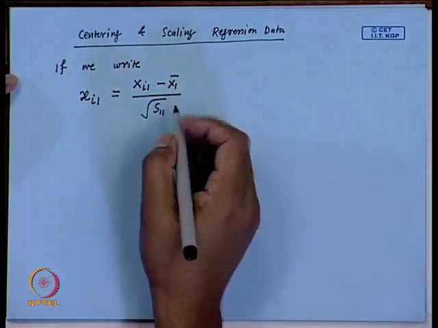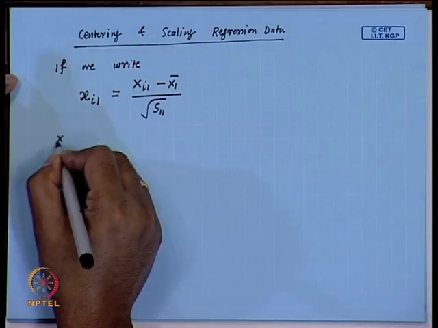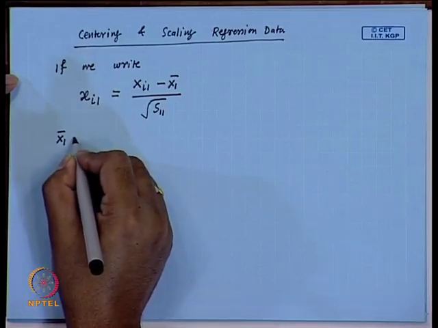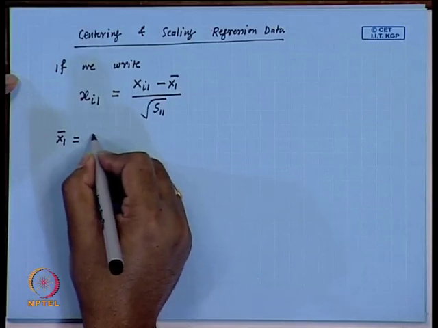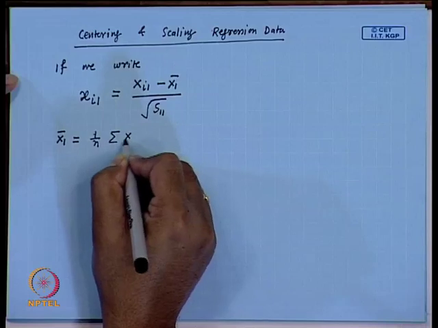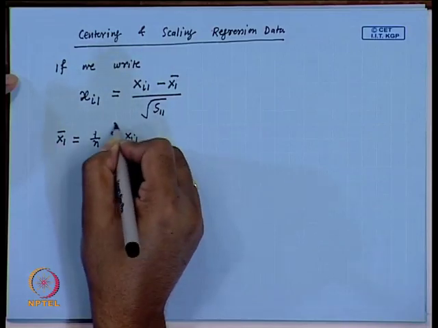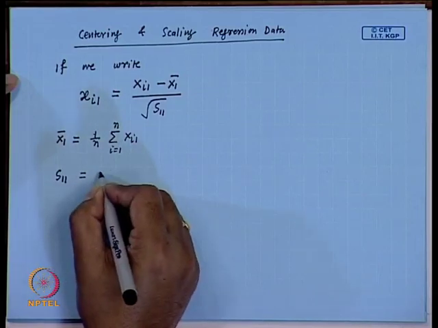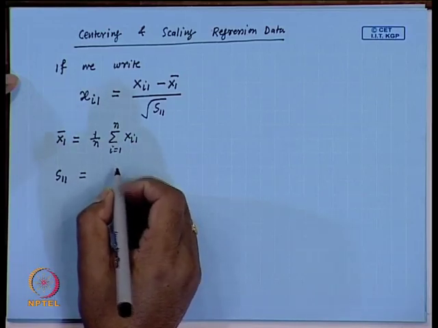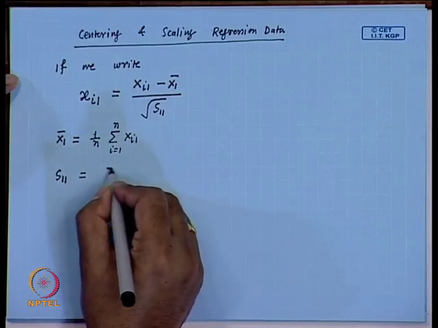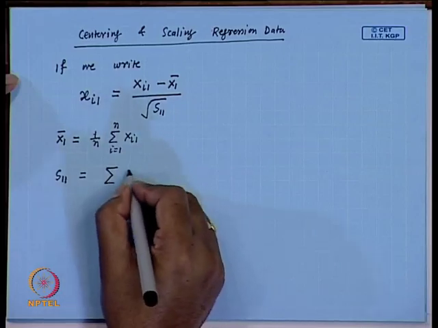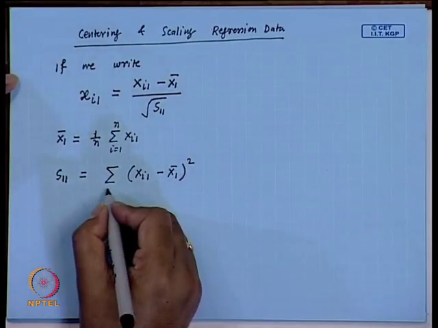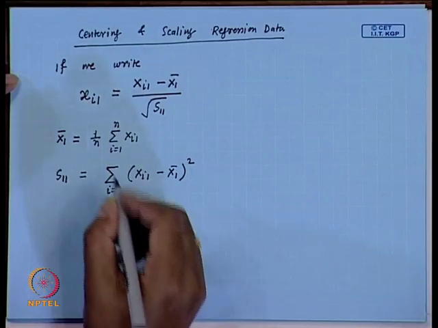Let me tell you what this notation is. x1 bar, of course, is the mean associated with the first regressor. So this is equal to 1 by n summation of xi1, i equal to 1 to n, and s11 is equal to the summation of xi1 minus x1 bar, whole square, summed over i equal to 1 to n.